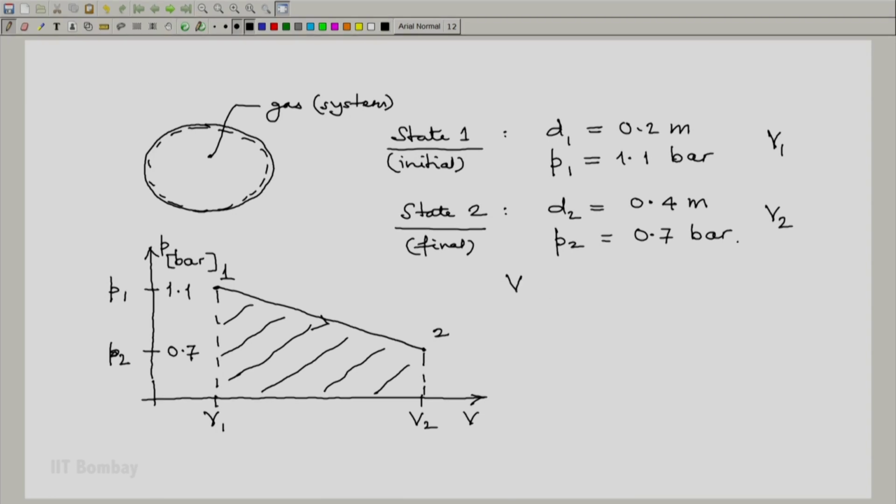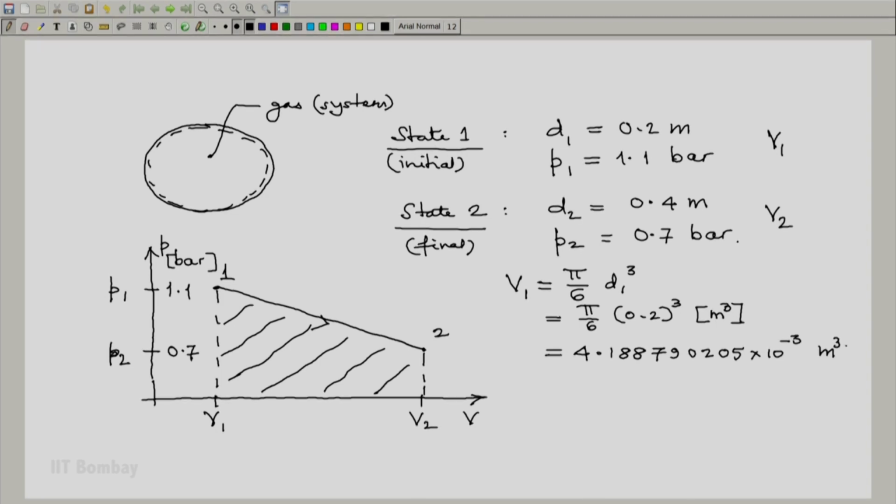So we can say V1 is pi by 6 d1 cube. So this becomes pi by 6 into 0.2 cube, the units will be meter cube. Now here we have to be careful, because if you put this into a calculator, you will get a figure something like this. The calculator will not tell us that it is meter cube, but we should not forget that it is in meter cube.